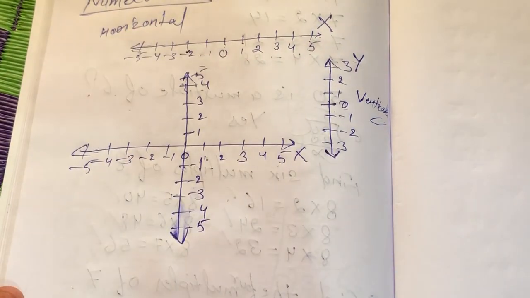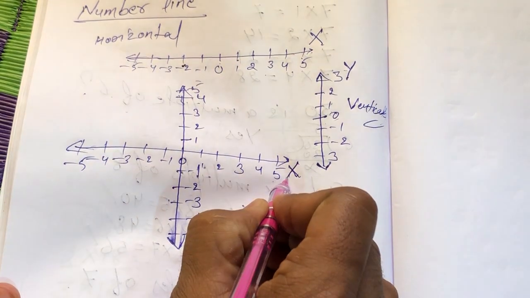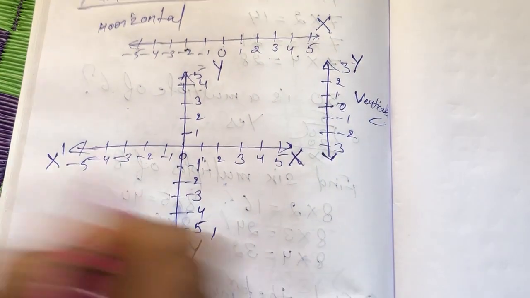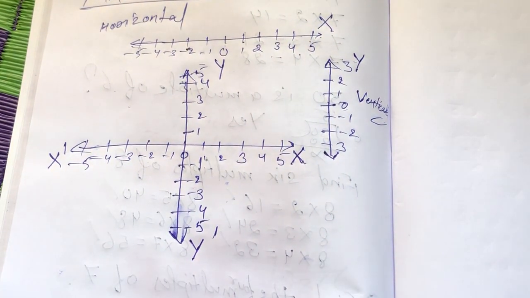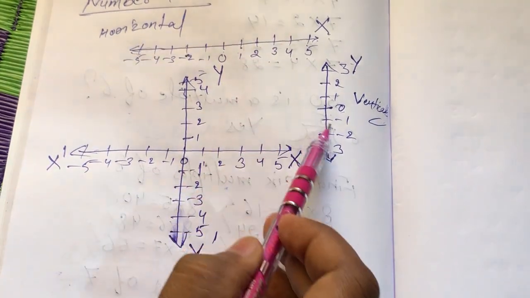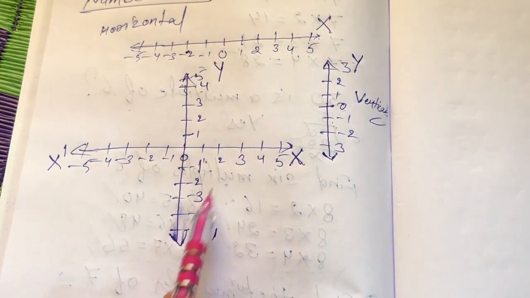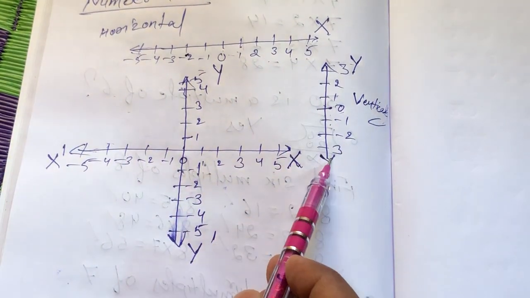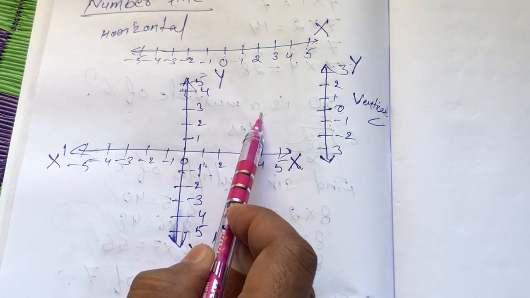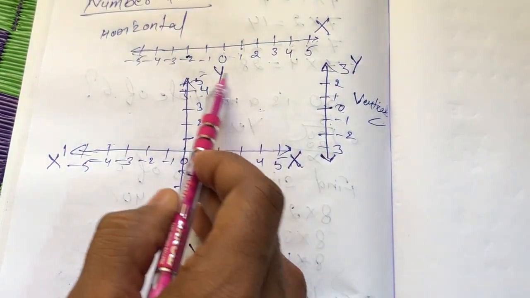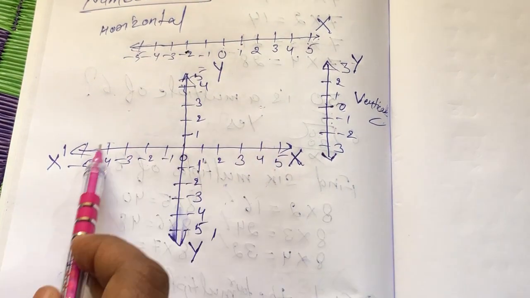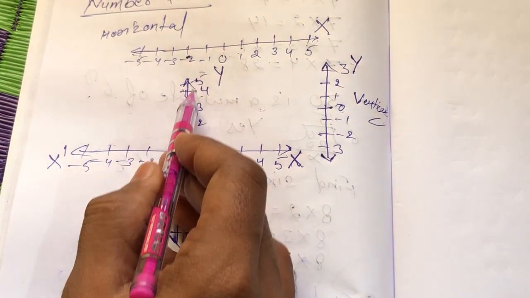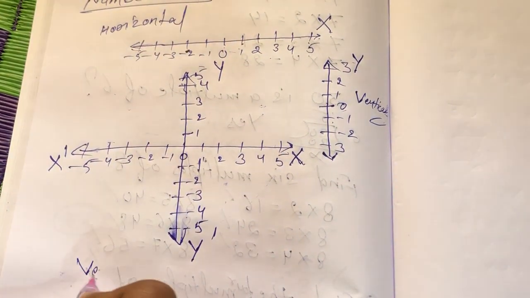Now I will name it. If I name it as X, this is X dash. Now Y, this is Y dash. Now these are the number lines, but now we have got a plane. These are only the number lines, horizontal line, vertical line, but now we have got a plane. This whole combination you can see is the combination of X and Y axis. It is the Y axis, the vertical one.